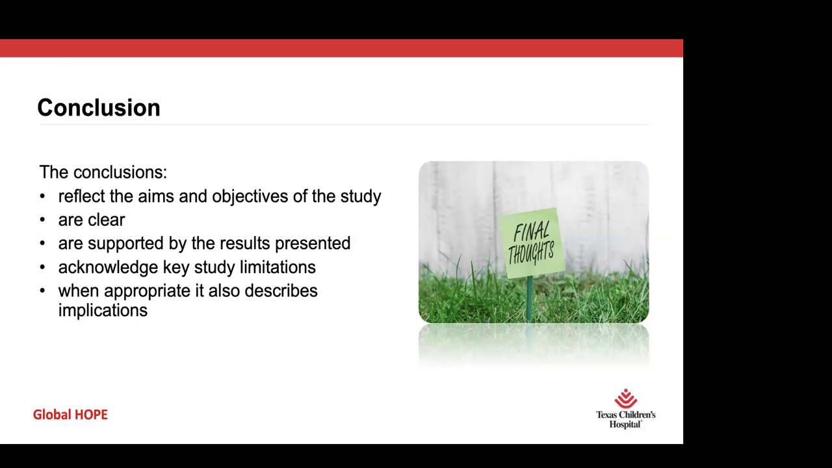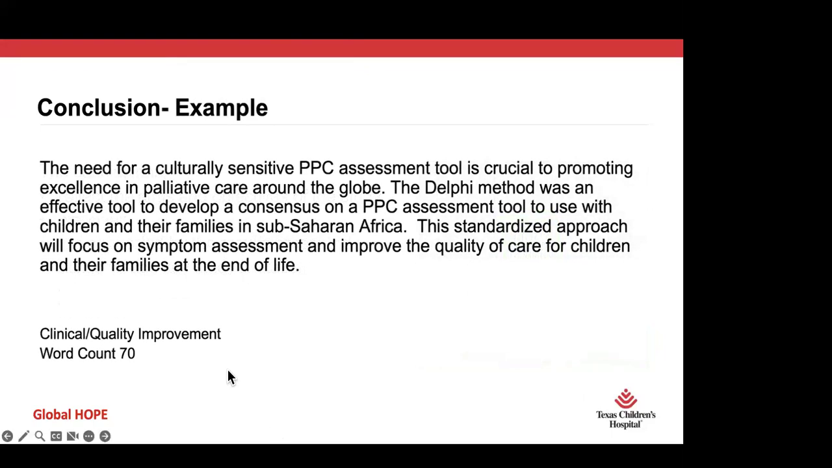So make sure they reflect your study, make sure the conclusion is clear, that it's supported by the results, that if you have time and there were study limitations, you might acknowledge that. I see that more often in the research, one sentence in a research study. And then also describe, if it's appropriate, what it might be for implications for practice. So don't forget the conclusion and make sure that you have those things that really reflect the purpose of your study or your project or your program. And here's an example. This was quality improvement, a word count of 70.